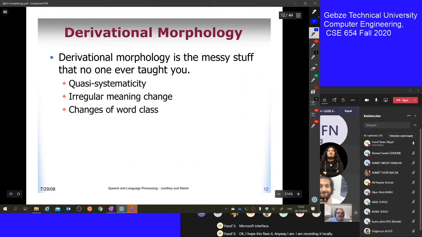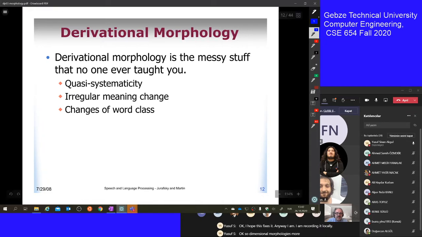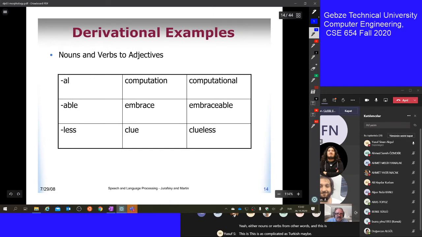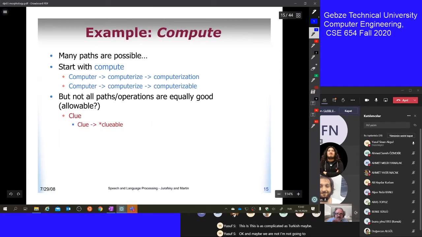Okay, so derivational morphology is more complicated. We talked about this because there are many ways that you can derive new words, either nouns or verbs, from other words, and this is as complicated as Turkish maybe. I'm not going to look at them more carefully, and sometimes not all rules apply for all the words.